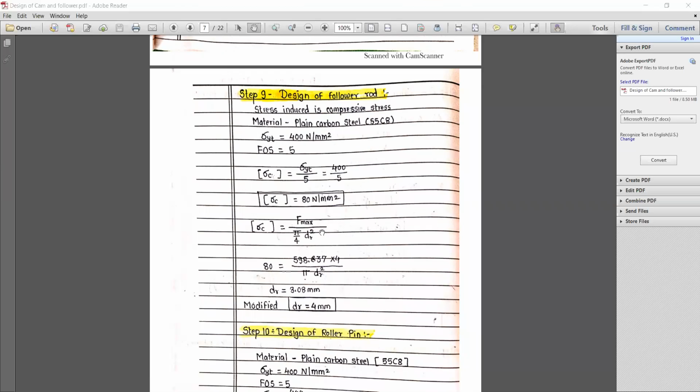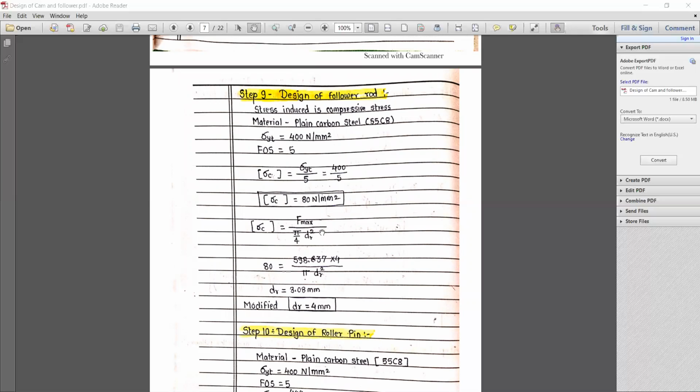Step number 9, the design of follower rod. The stresses induced in a follower rod are compressive stresses. Material considered is a plain carbon steel, that is 55C8. Yield stress is 400 Newton per mm square. Factor of safety considered is 5. So calculating the value of sigma c is equal to sigma yt divided by FOS. So we get design sigma c equal to 80 Newton per mm square.